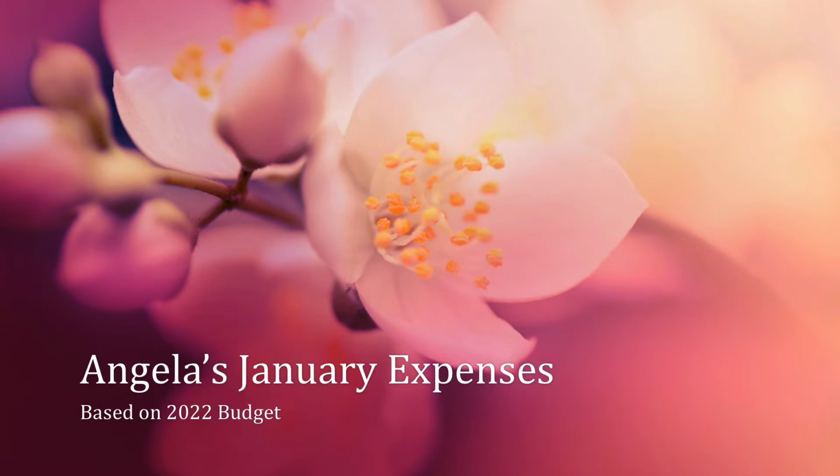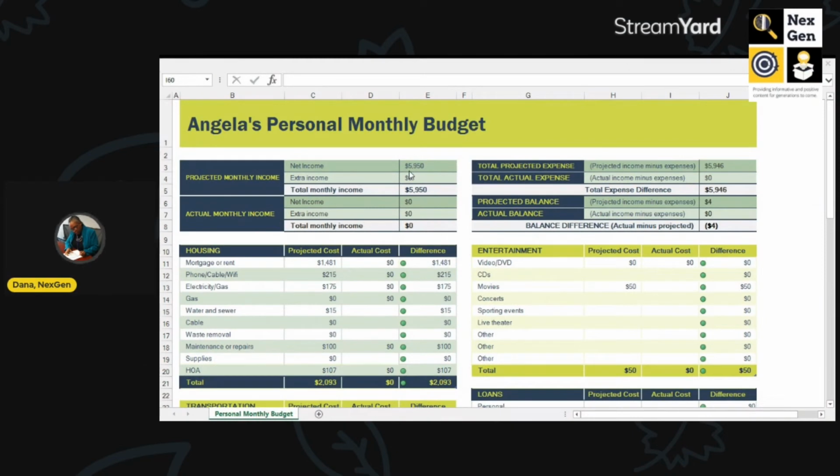So let me go ahead and switch over to her budget. This is Angela's personal monthly budget. So what we have here is her net income, which is her annual income divided by 12. Now she gets paid every other week, which is 26 pay periods. So one month she may be getting paid twice, and then there's a couple of months where she gets paid three times. But for the sake of simplicity, we're dividing it by 12. It'll make sense to you when we start filling this in.